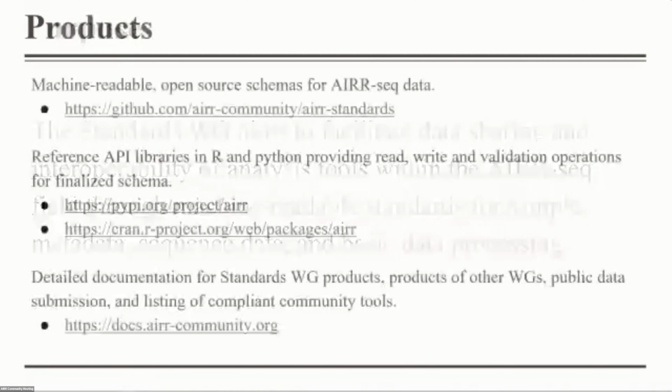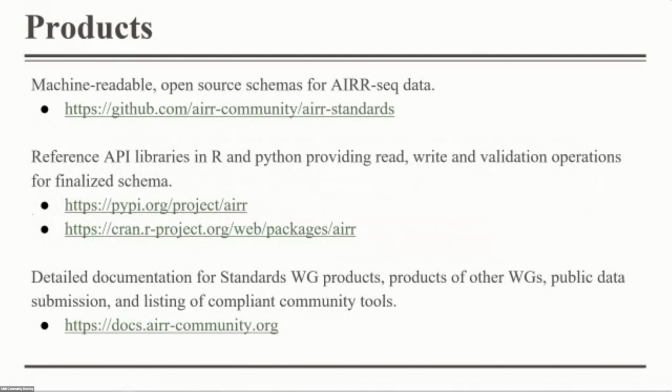Okay, next. So we generate a few different products. The primary thing we generate is these data schemas, and those are open source and machine readable and available on our GitHub site. We also build reference API, R, and Python packages to work with these schemas. And we also maintain the documentation site for our products, as well as the products of a few other working groups, as well as lists of compliant tools, such as those that have been stamped by the Software Working Group.